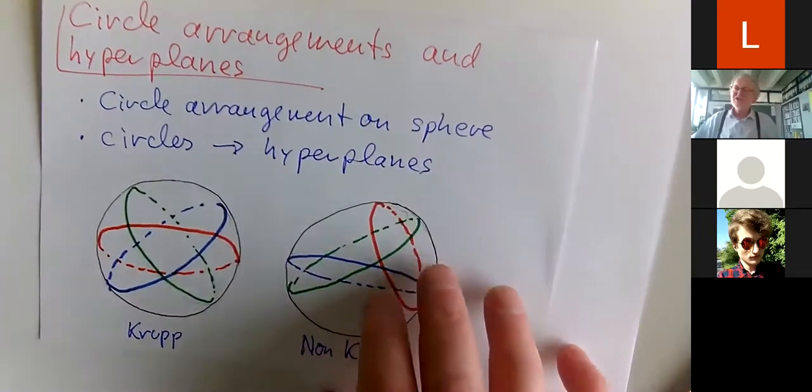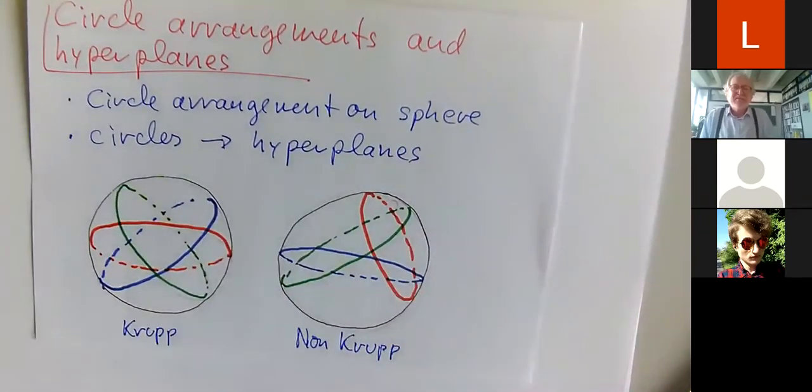And now we look at circle arrangements on the sphere. And now we have a circle arrangement on the sphere, and each circle on the sphere, we think of the sphere embedded in 3-space. And with each circle, we can make a hyperplane. And now on the basis of the relation of the sphere to these hyperplanes, we can see whether 3 circles form a Krupp or a non-Krupp.